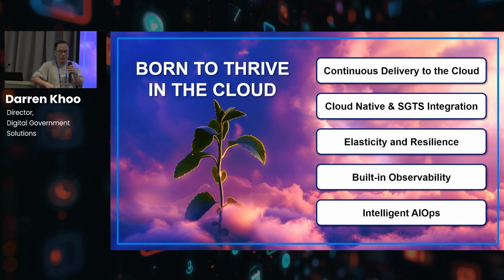So it's going to be scaled elastically and resilient in the cloud. Built-in observability, I'll cover that. And AI Ops. So AI Ops is about having the monitoring system learning the pattern of your application, the usage pattern. For example, the CPU always spikes at a certain time, and then alerting you based on anomalies rather than a fixed threshold.